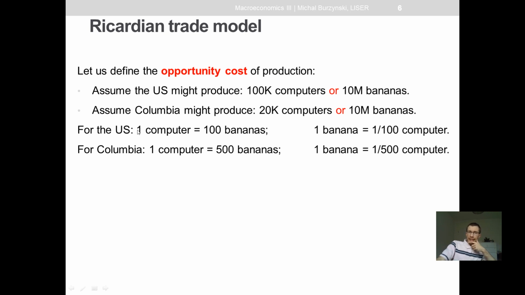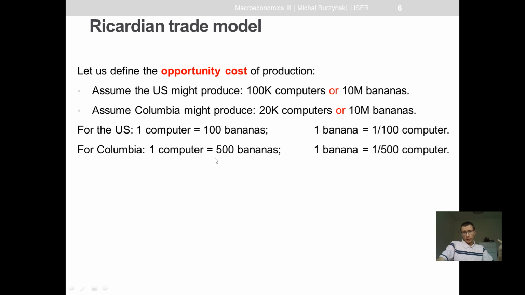So for each computer that can be produced in the US, the opportunity cost of producing this one computer is 100 bananas. It's simply the division of the total number of bananas that can be produced with the resources in the United States by the total number of computers that can be produced in the United States using all the same resources. So this is a kind of substitution between production of those two goods. So for one computer, you can produce 100 bananas in the US. But for Colombia, for one computer, you can produce as much as 500 bananas, right? What does it mean? It means that the US is relatively more productive in producing computers in comparison to producing bananas than Colombia is.